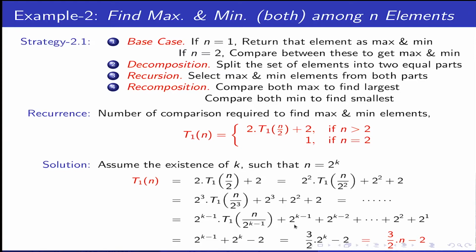So this term plus the series of this is basically 2 to the power k minus 1 if I give a 1 addition. So it is 2 to the power k minus 2 because I take back that 1. So finally this will come 3 by 2 into 2 to the power k minus 2, which is 3 by 2 n minus 2. Where does it help?